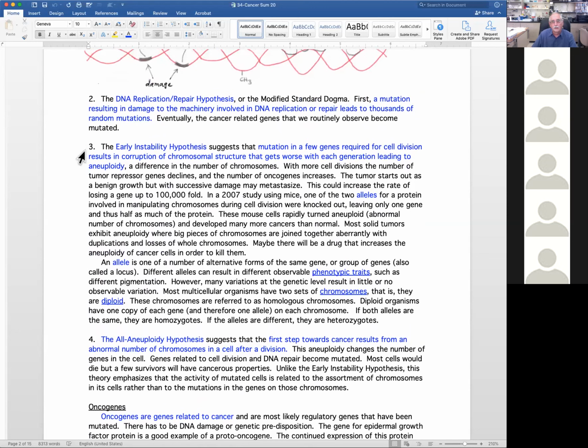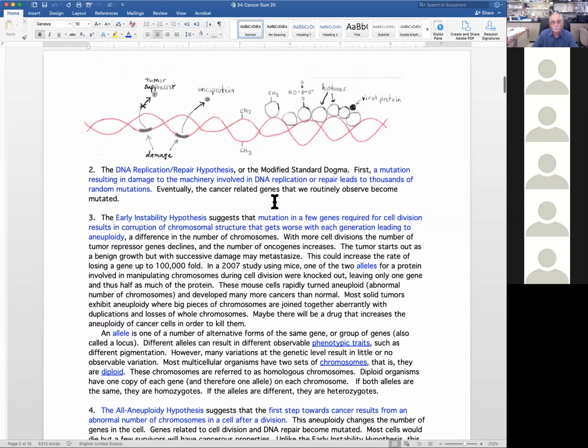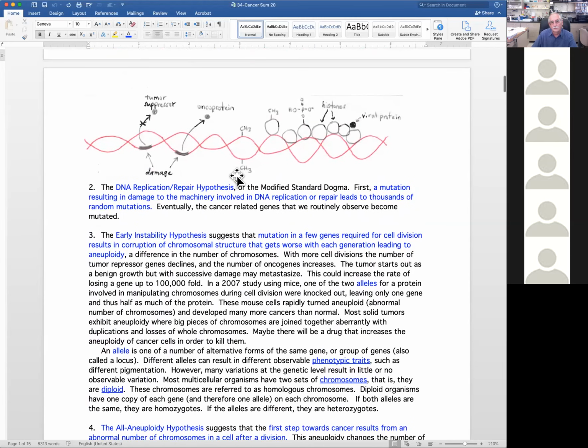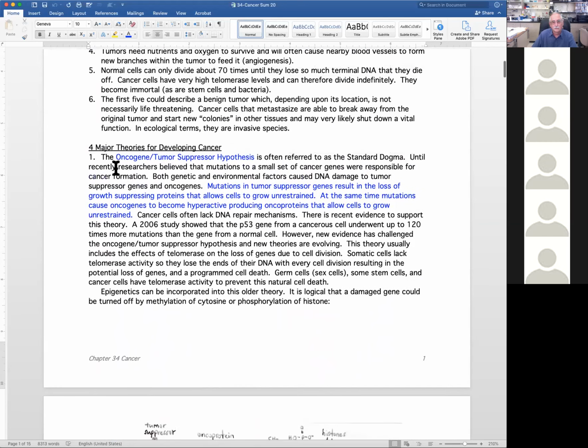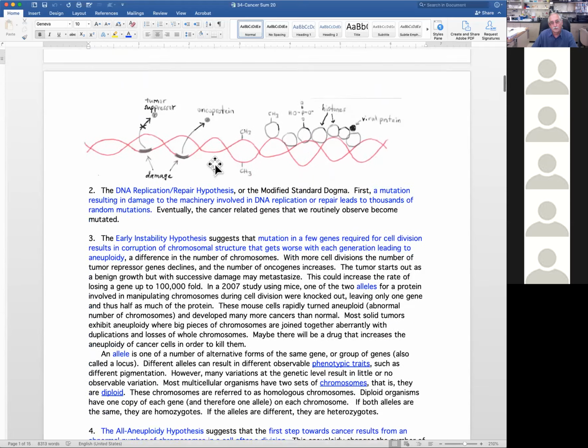Here, a mutation occurred in the genes that are required for cell division, also giving rise eventually to aneuploidy, which is a disruption of the number of chromosomes. Here, the mutation is in DNA and repair genes. Here, mutation is in an oncogene or a tumor suppressor gene. So it's most likely that all four of these are involved.